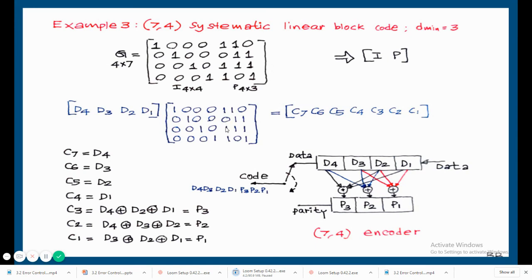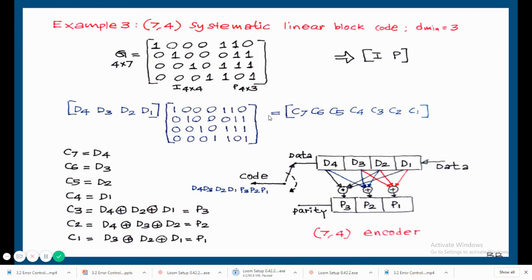First equation, D4 plus D2 plus D1. So D4, no D3, write 0, then D2, D1. Next equation, D4 plus D3 plus D2. So D4, D3, D2, there is no D1, so write 0. Next equation, D3 plus D2 plus D1. So no D4, write 0, then D3, D2, D1. So if equations are given, you can make the generator matrix, or if the generator matrix is given, from that you can make the equations.